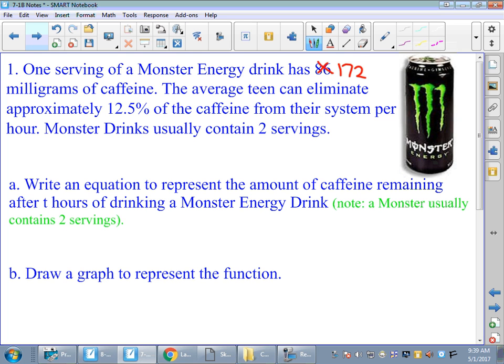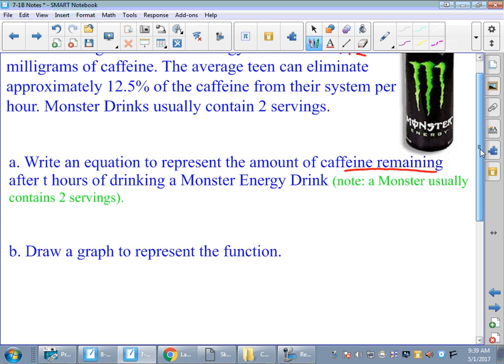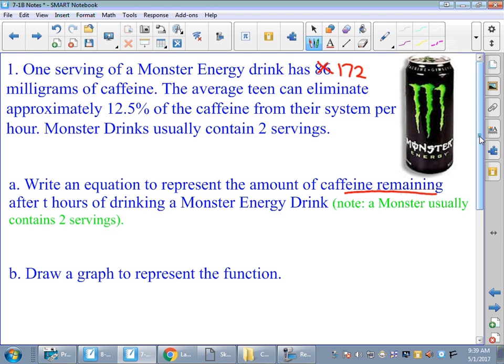Write an equation to represent the amount of caffeine remaining after t hours of drinking a Monster energy drink. So we're assuming we're drinking the whole can. Okay, so this is elimination, or actually the caffeine remaining. So we're talking about it leaving the body at an exponential rate. So this is decay because the amount of caffeine is leaving. You'll have 100% of the caffeine from the Monster in your body, and then it will leave from there.